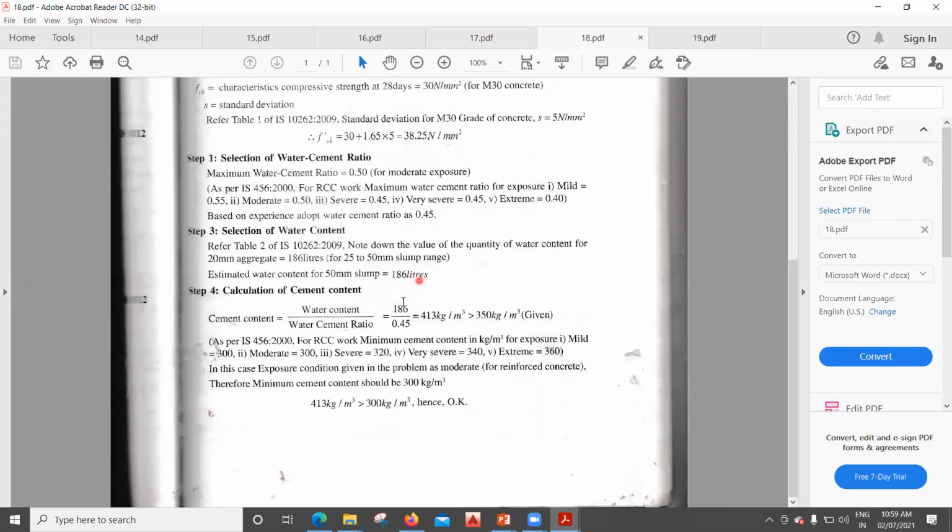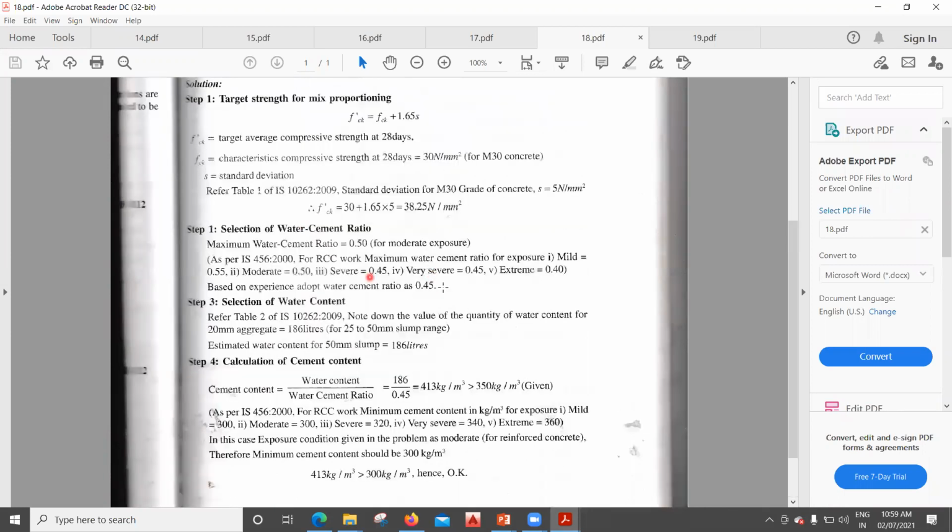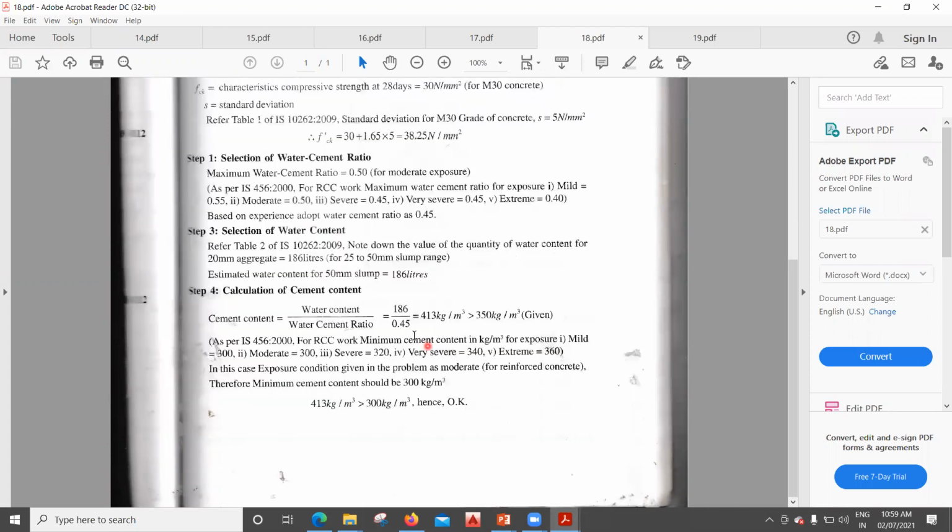Cement content will be 186 divided by water cement ratio. They have taken it as 0.45. Based on experience, adopt a water cement ratio of 0.45. We'll take that only, no issues. But then you have to put a correction factor. We'll see how to apply that again. So this is also okay. 413 is what I'm getting, which is greater than the 350 given in the code book. That is also okay, and therefore minimum cement should be 300 kg per cubic meter. Hence this is also okay.